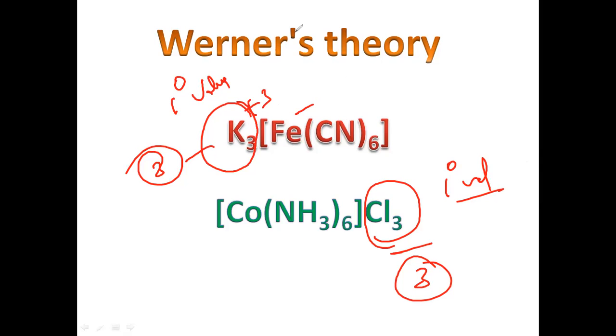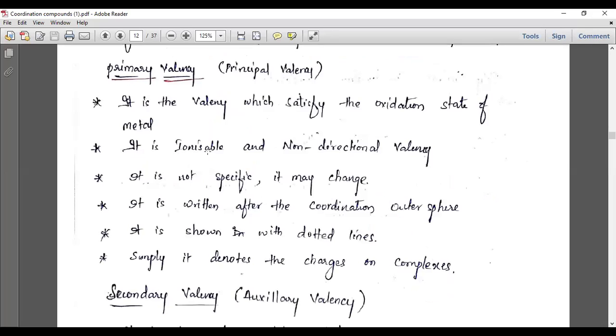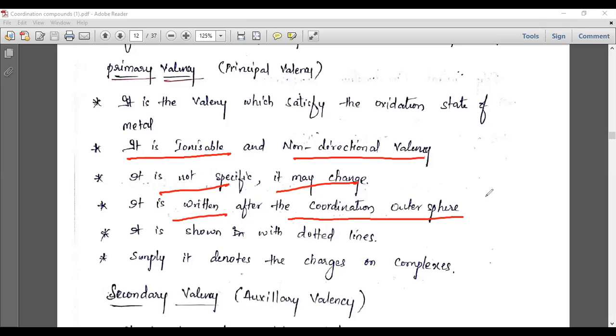Then after that, you can see here, it is an ionizable valency. You can easily understand all these things. It is an ionizable and non-directional valency. It does not have a particular direction, and it is not specific. It may change. How it will change, I will tell you exactly. And it is written after the coordination sphere, outside the coordination sphere.